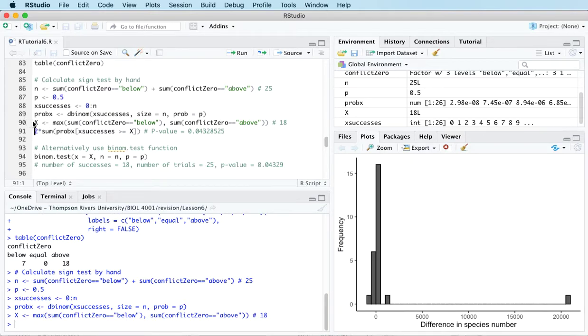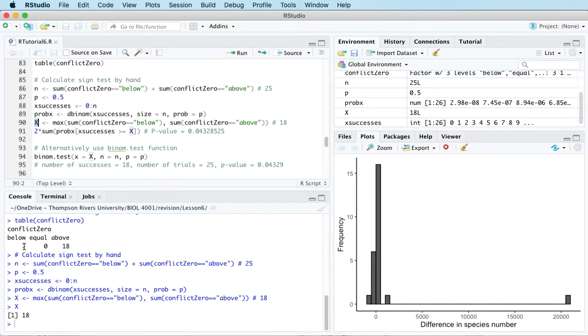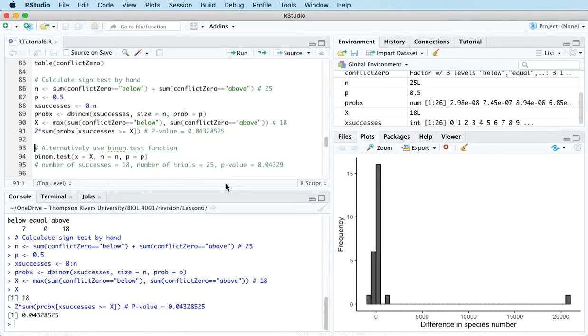Step 2, test statistic. There's the test statistic there, x, 18 in this case. It's the larger of these 2 numbers. Next step is calculate the p-value. We've got these probabilities, and we're going to add up the probabilities for number of successes greater than or equal to our test statistic, and then we'll multiply that by 2 to get our p-value. So there's our p-value.